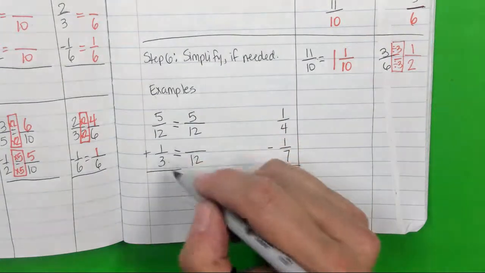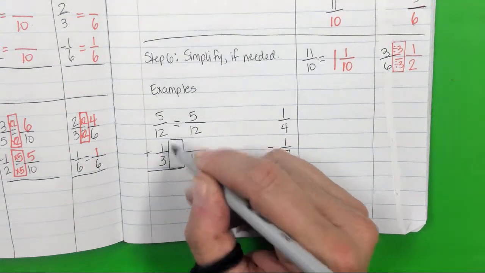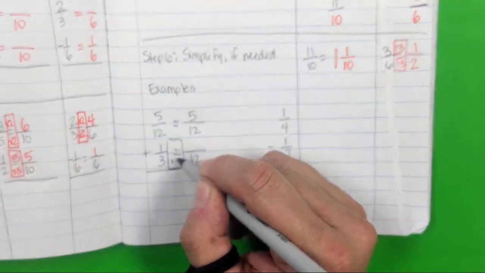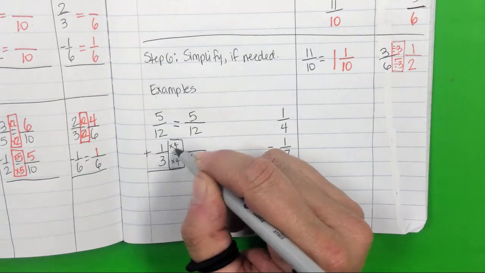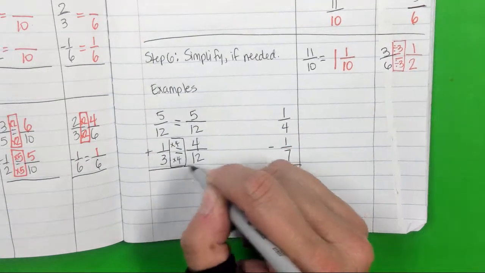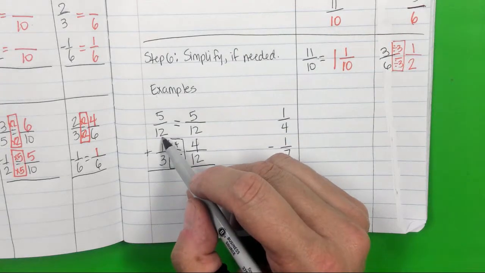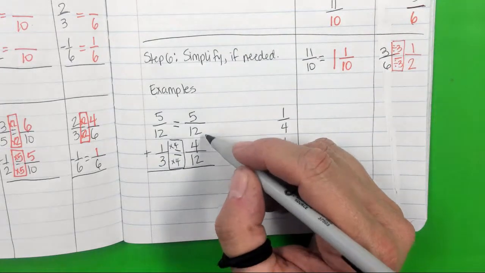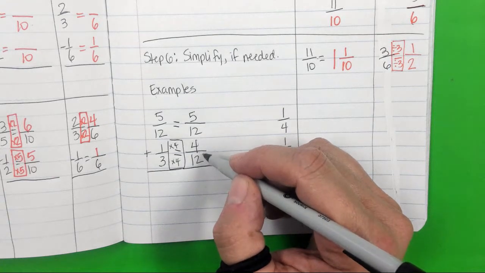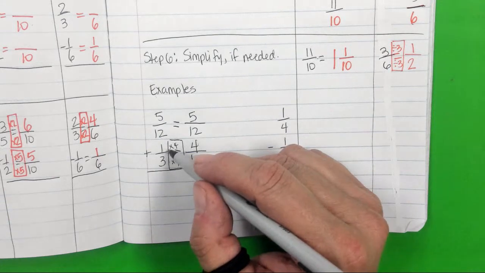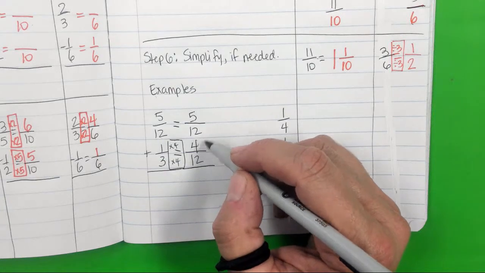Oops, I shouldn't have done that yet. So the power of 1, 3 times what gives me 12? 4. Good job. So 1 times 4 is 4. So our new problem, I didn't have to do the power 1 here because this is a 12, right? Good job. So we've got 12 and 12, and when I move my 5 over and I multiplied by 4, I get 4. Good job.